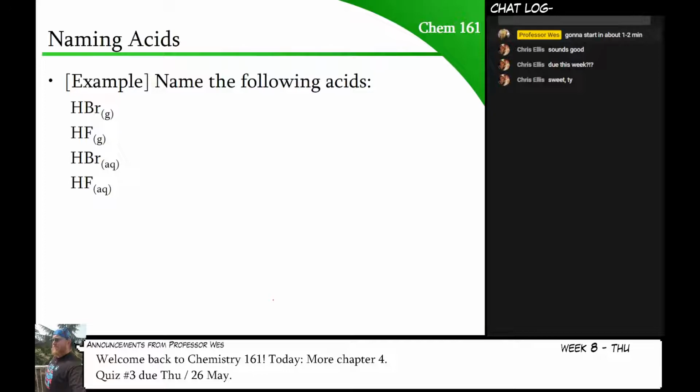All right, so here are some acids. You'll notice that I have labeled their states. The states are important for naming. So what I want you to do is name each of these acids based on the information shown. I've got HBr and HF as gases, HBr and HF as aqueous. Type in some names. We'll go over the answers in about 1 or 2 minutes.